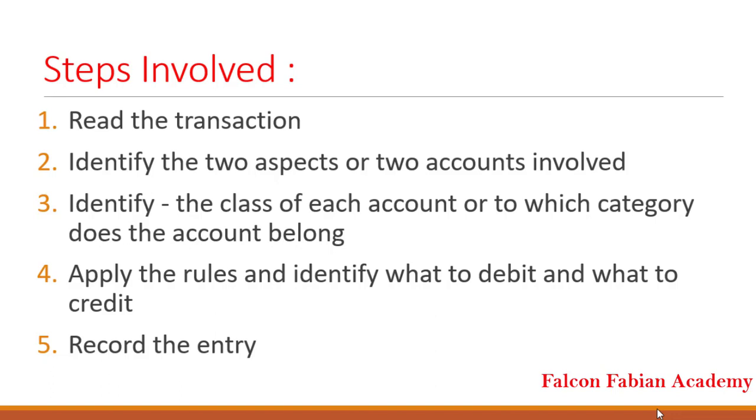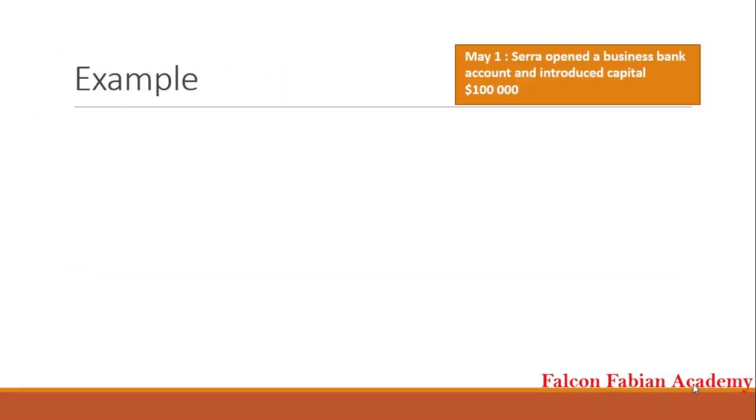So whenever you're recording the transaction, you should follow these steps. Once you have recorded 25 to 50 transactions with these steps, then you don't need to follow them. Then automatically you will be able to identify what to debit and what to credit. But initially I would suggest that you should follow these steps. Now let's take a transaction and apply the rule to it.